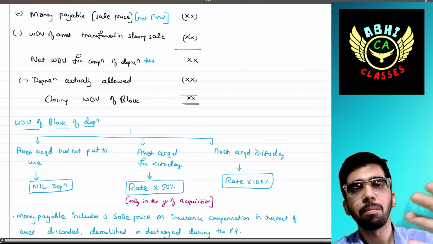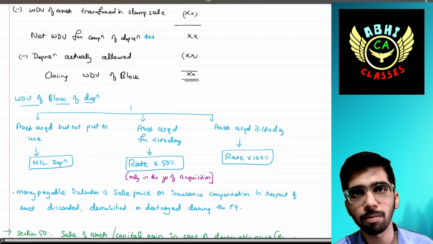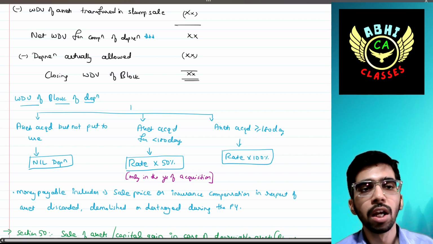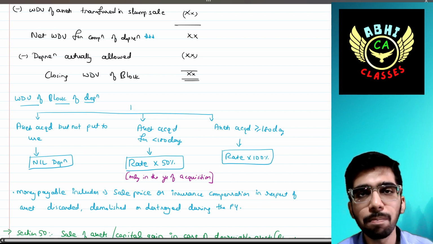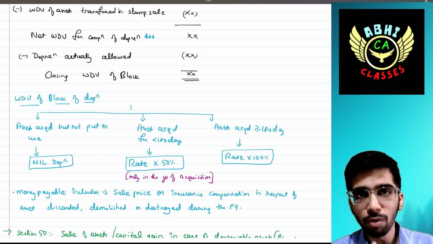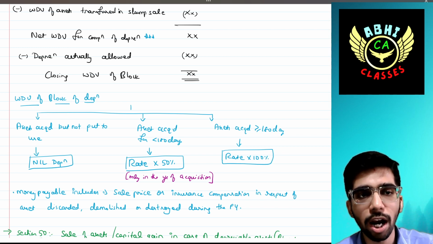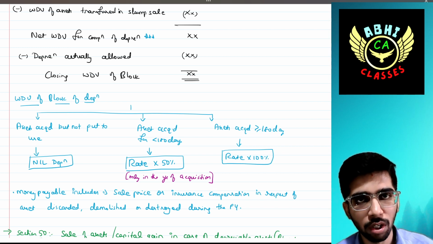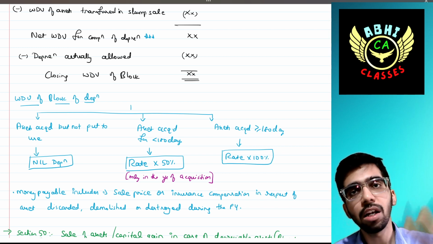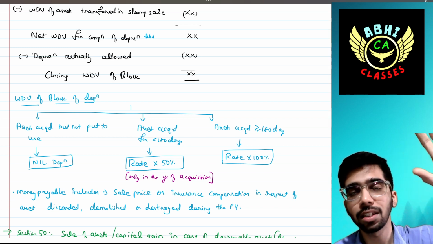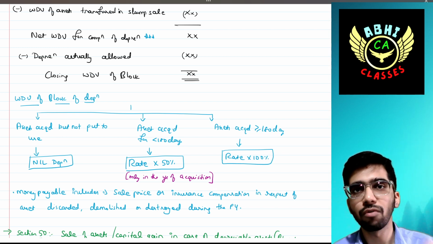Okay, then I have put a star mark over there, and the explanation for which is here under. The WDV of the block of depreciation will be classified into three, which I have discussed already. The first one, assets acquired but not put to use, for which the depreciation will be nil, as we have already discussed in the basic introduction part. Net depreciation will be nil.